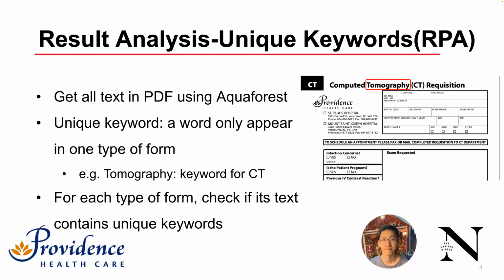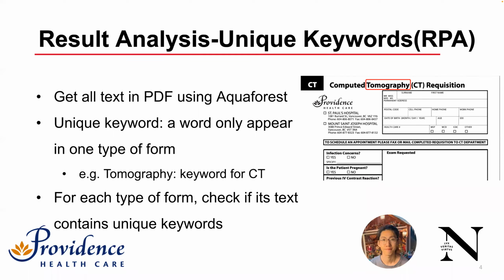And for the RPA solution, we first get all the text in a PDF using Aquaforest, which is a third-party OCR service. And then we have a definition of unique keywords. A unique keyword is a word that only appears in one type of form, like the word computed tomography shown in the right image, which is the full name of CT forms, and can only be found in CT forms. Thus, unique keywords can be used to identify the form type.